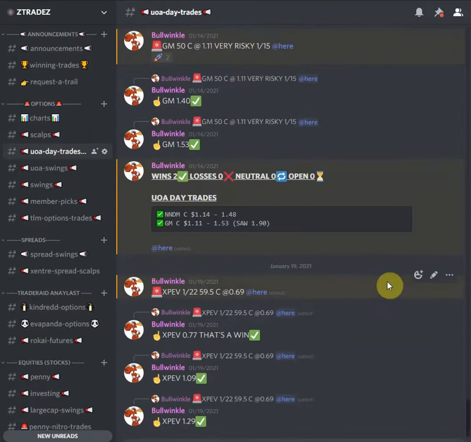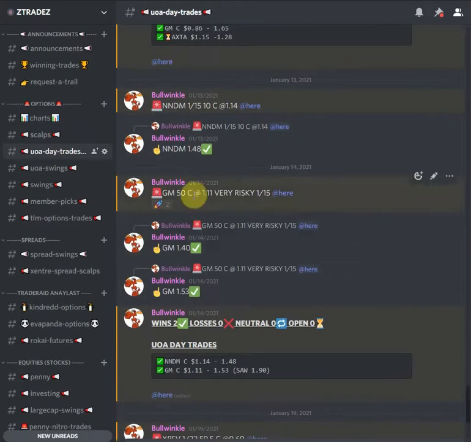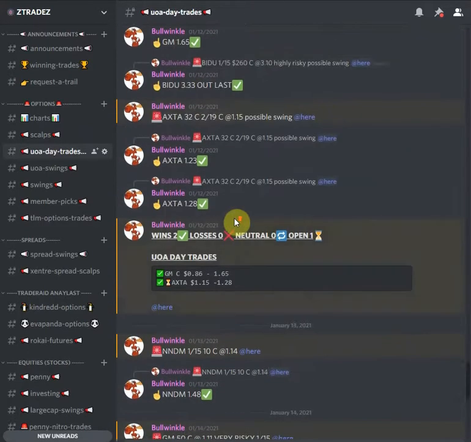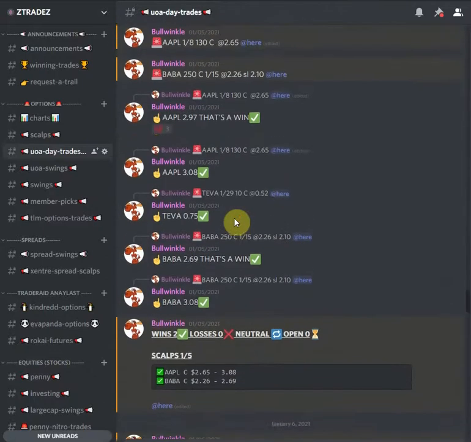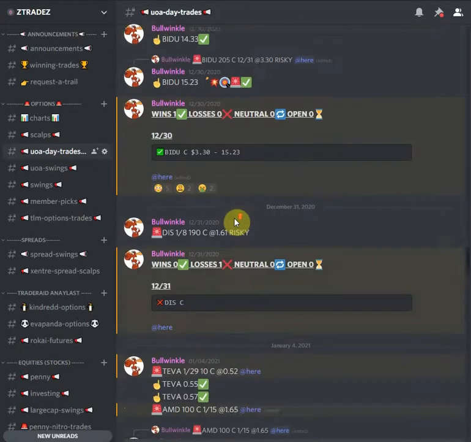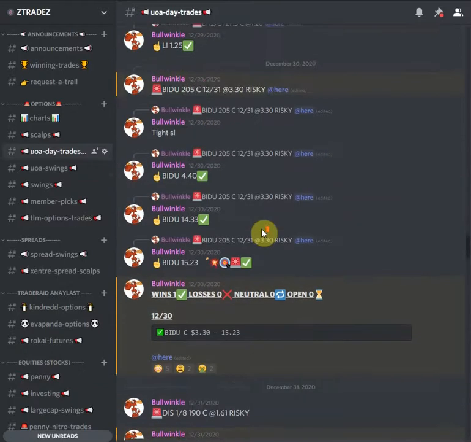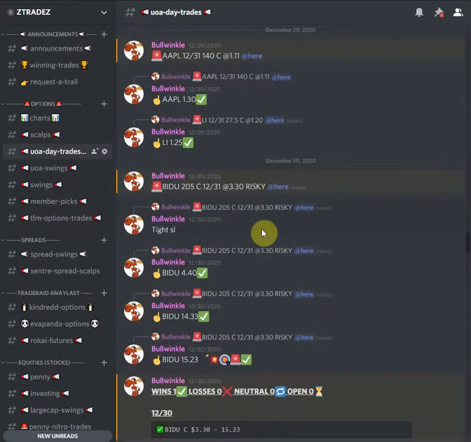Down here we have unusual options activity day trades. We use an unusual options activity scanner for TOS, which is available to all the members. It's pretty self-explanatory as well. The accuracy in here is very, very high. You can see it's just win, win, win, win. We have a loss there on Disney, but the accuracy is great here.